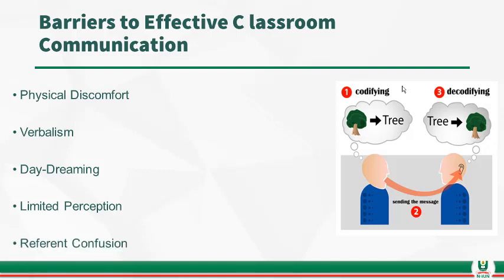The last one is referent confusion. Referent confusion is when there is no connection between the previous lesson and today's lesson. That is why we normally emphasize that a good teacher should review the previous lesson, so that there will be a connection between the last lesson and today's lesson, and it will give students ample opportunity to comprehend today's lesson.